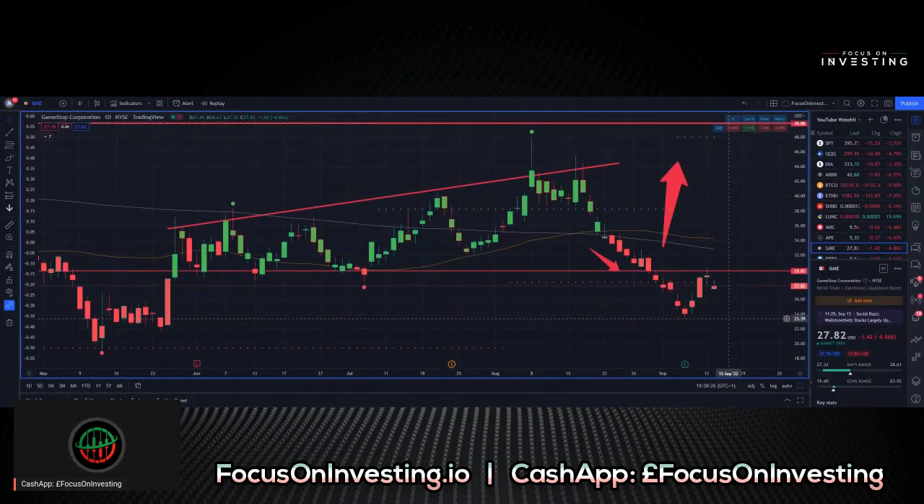Our next chart is GameStop Corporation, ticker symbol GME. Current price point is $27.82. Market is still open. Price is down 4.79% for the day. And we can see that the current trend filter is red.